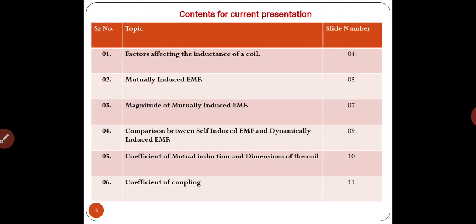Today we will understand about factors affecting the inductance of a coil, mutually induced EMF, magnitude of mutually induced EMF, comparison between self-induced EMF and mutually induced EMF, coefficient of mutual induction and dimensions of the coil, and coefficient of coupling.